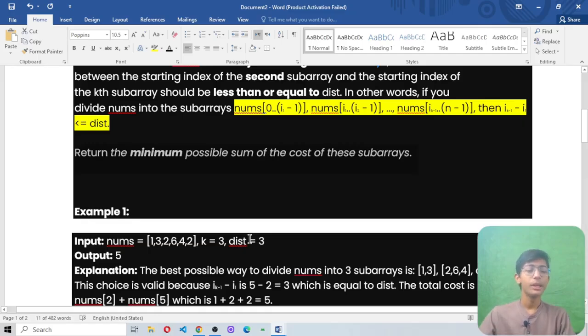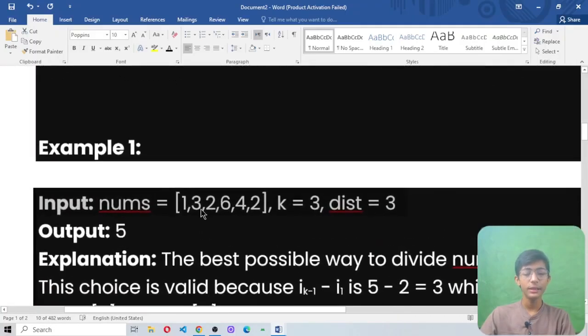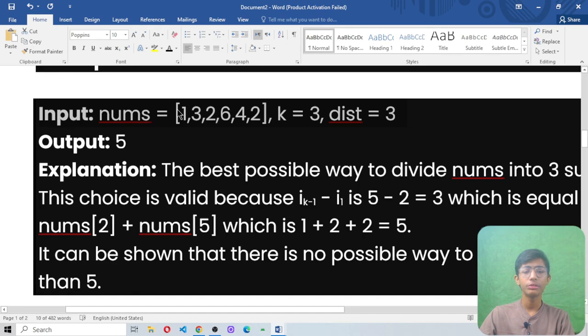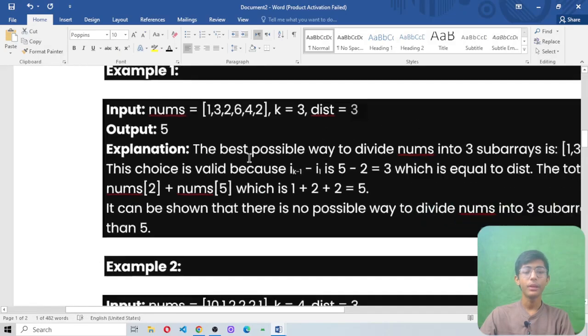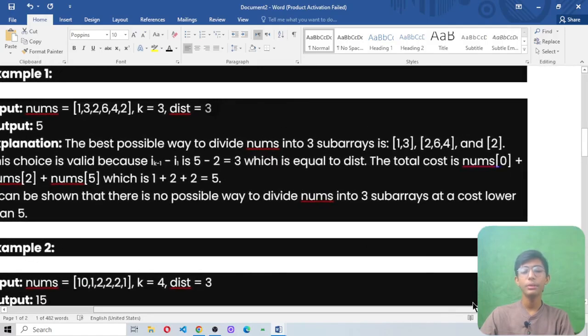In example 1, he created an integer array nums, in which he wrote the numbers 1 3 2 6 4 2, and an integer k, in which he wrote 3, and an integer dist, in which he wrote 3. The output is 5. So you are thinking, what is the logic behind it, why is the output 5?